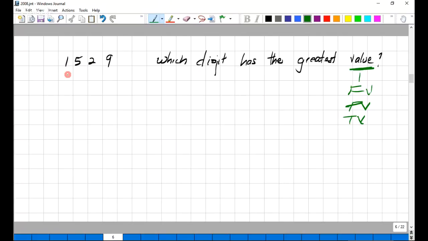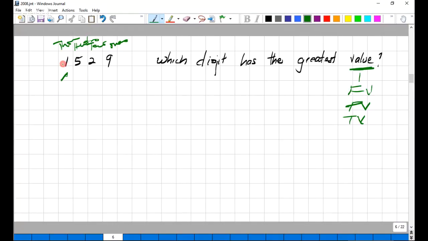So let's see if we can break this into its pieces now. The 9 would be in what column? Sir, that 9 would be the ones place. 2 would be the tens place. 5, hundreds place. And the 1 would be in the thousands place.